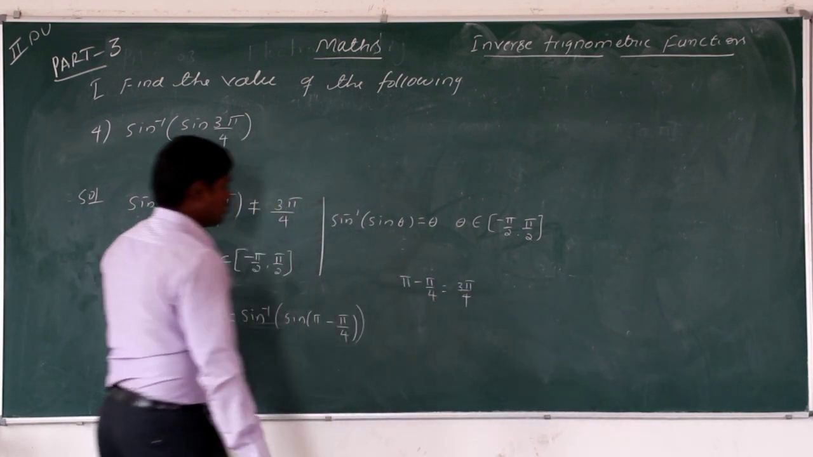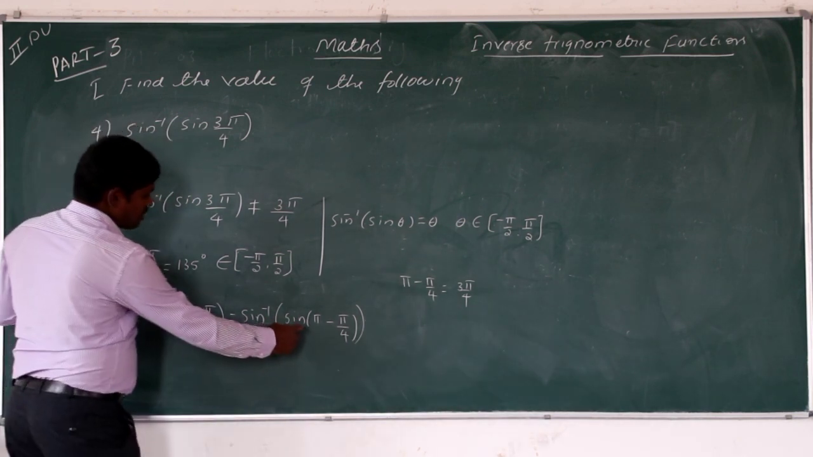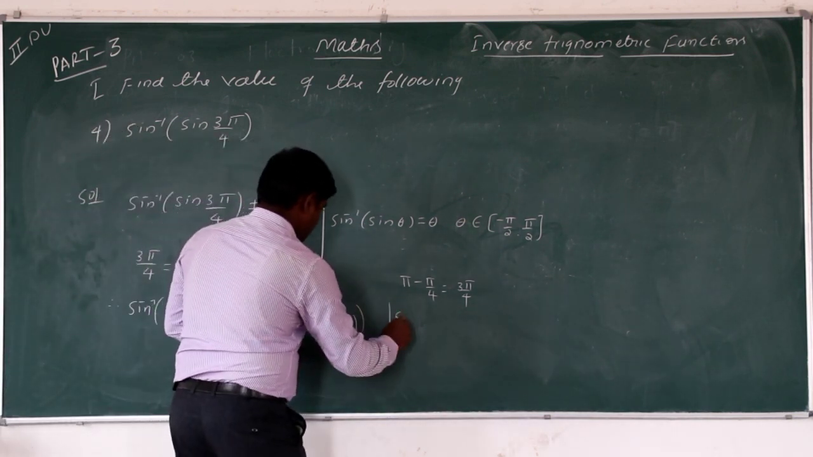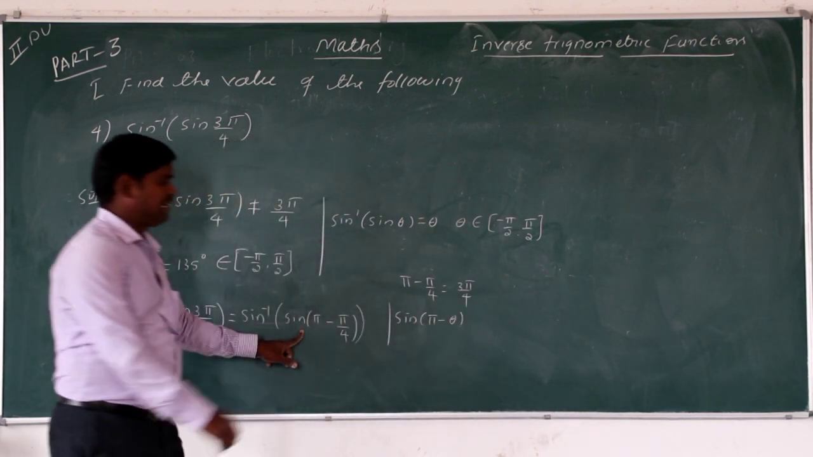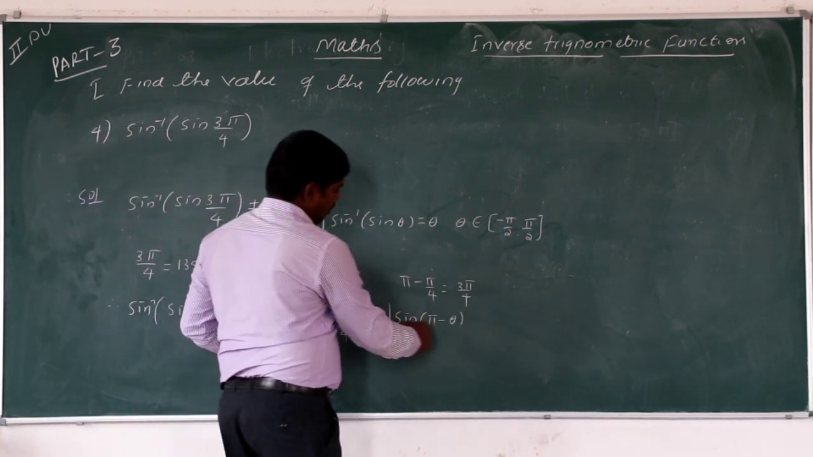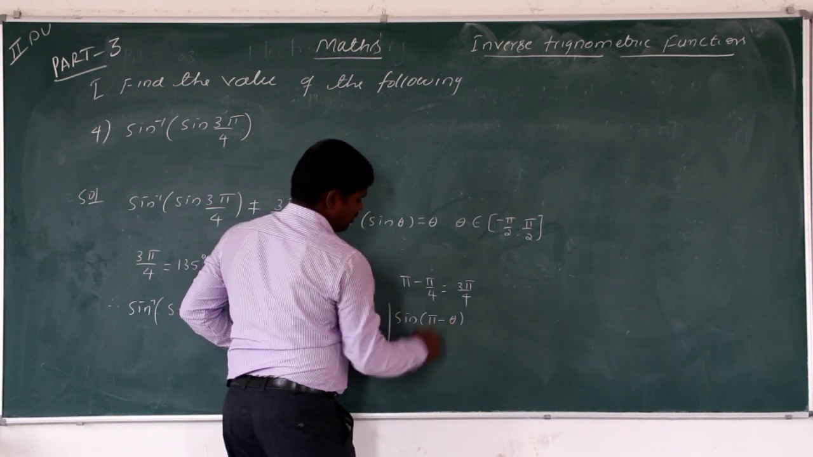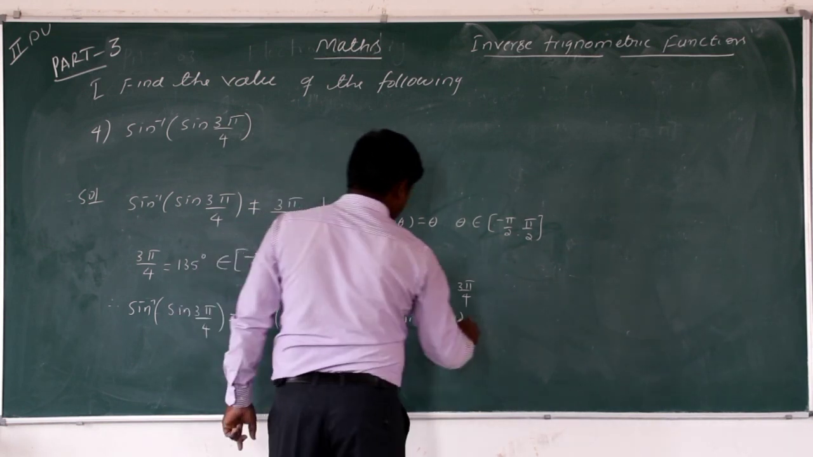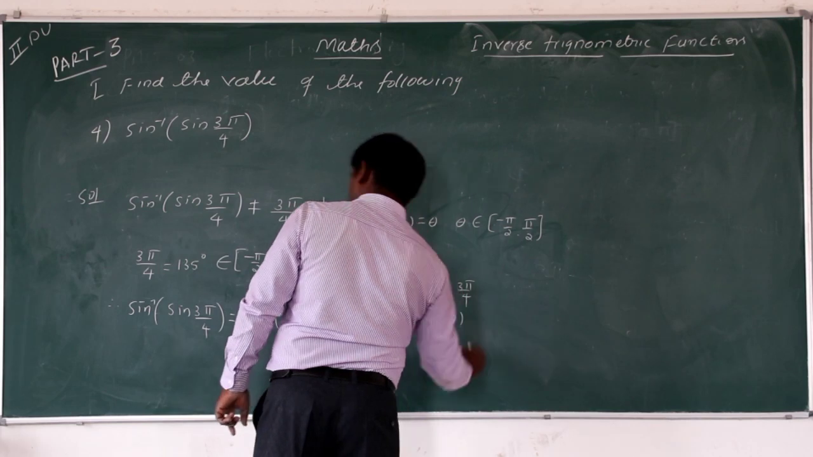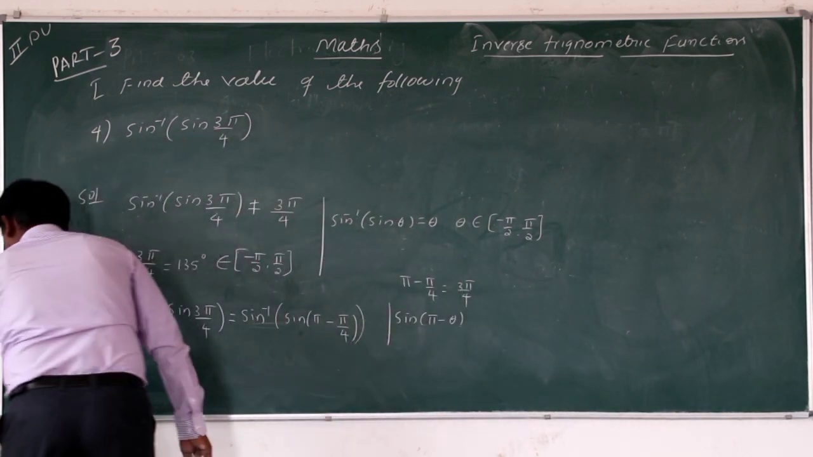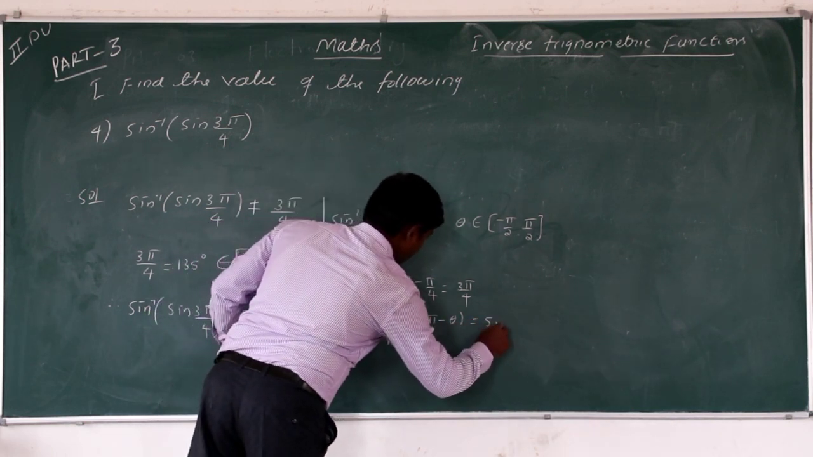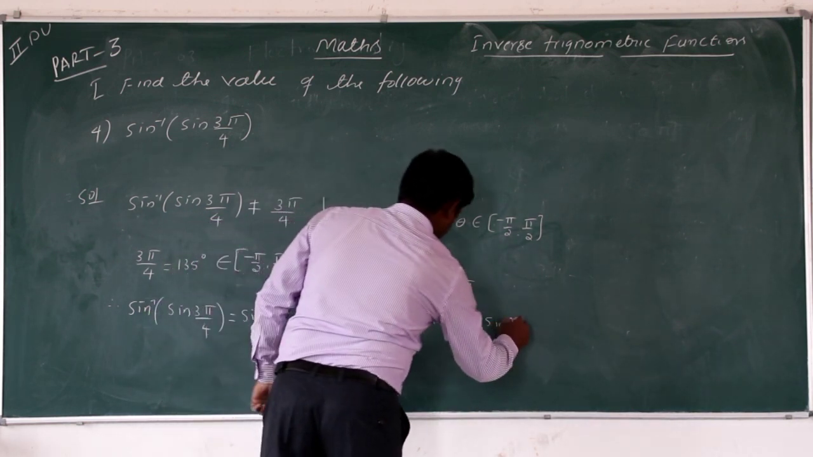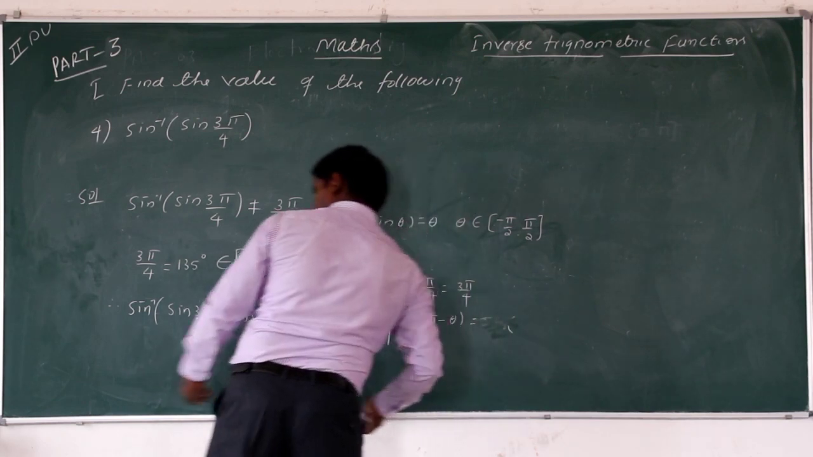So the value of sin of pi minus theta: first we find whether it is negative or positive. Pi minus theta is in the second quadrant, where sin is positive. So it is better to take sin inverse of sin pi by 4, since sin of pi minus theta is equal to sin theta.